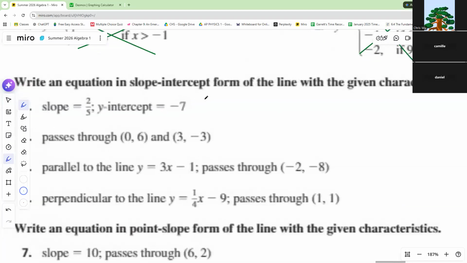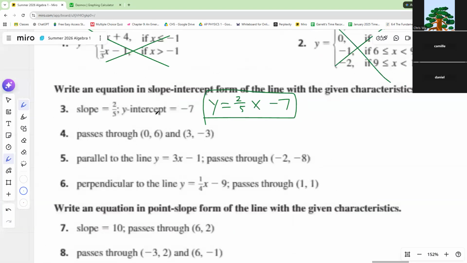Okay, good. First one, easy. y is equal to 2/5 x minus 7. Yep, they literally told us the intercept and the slope, so just write it out. Good.